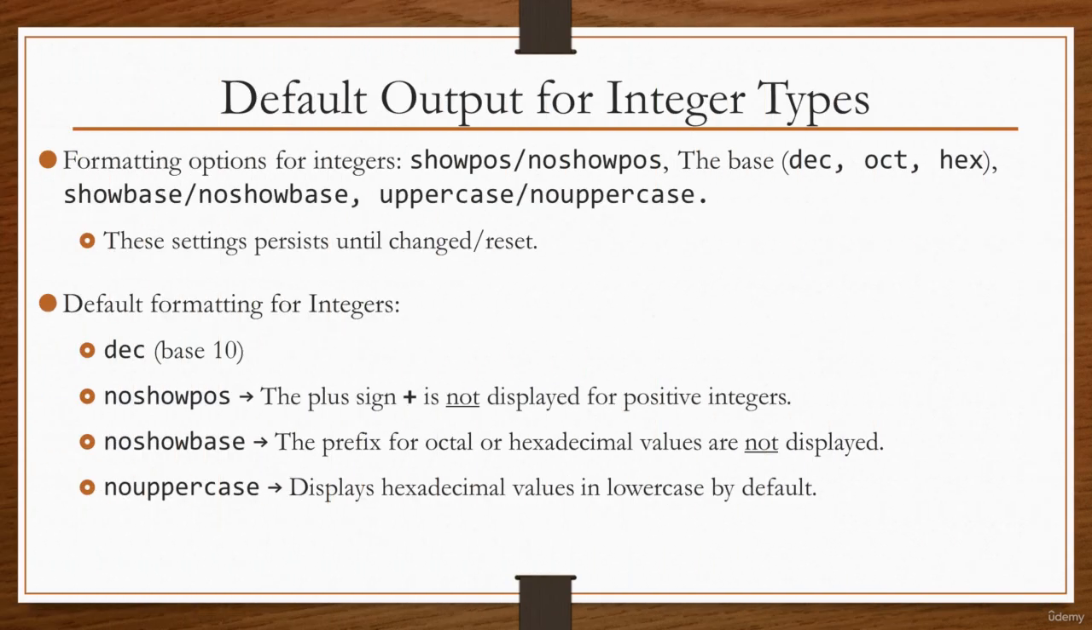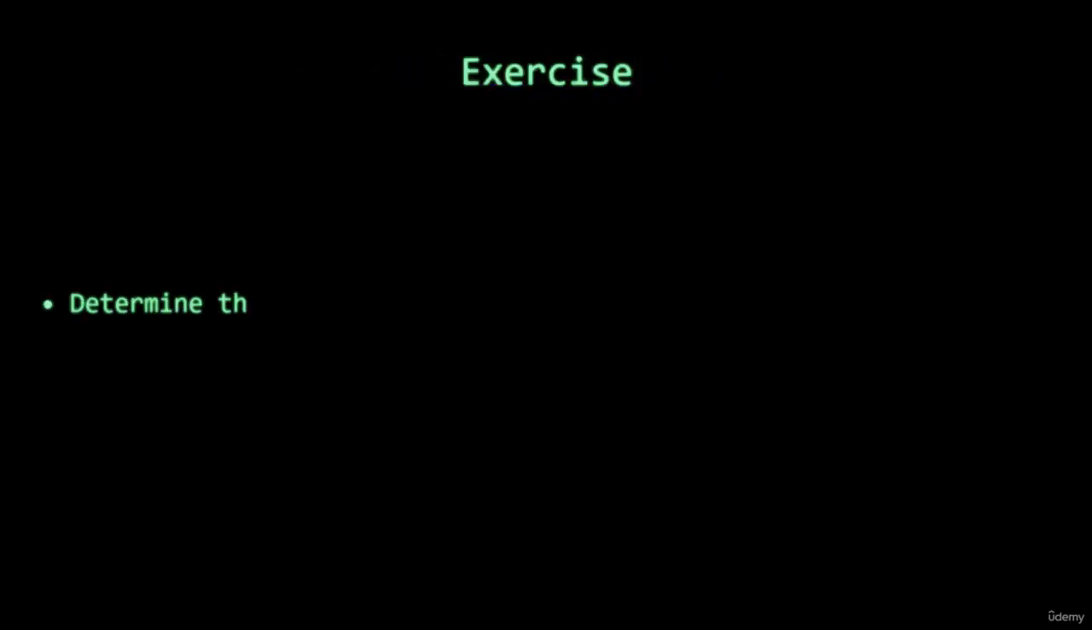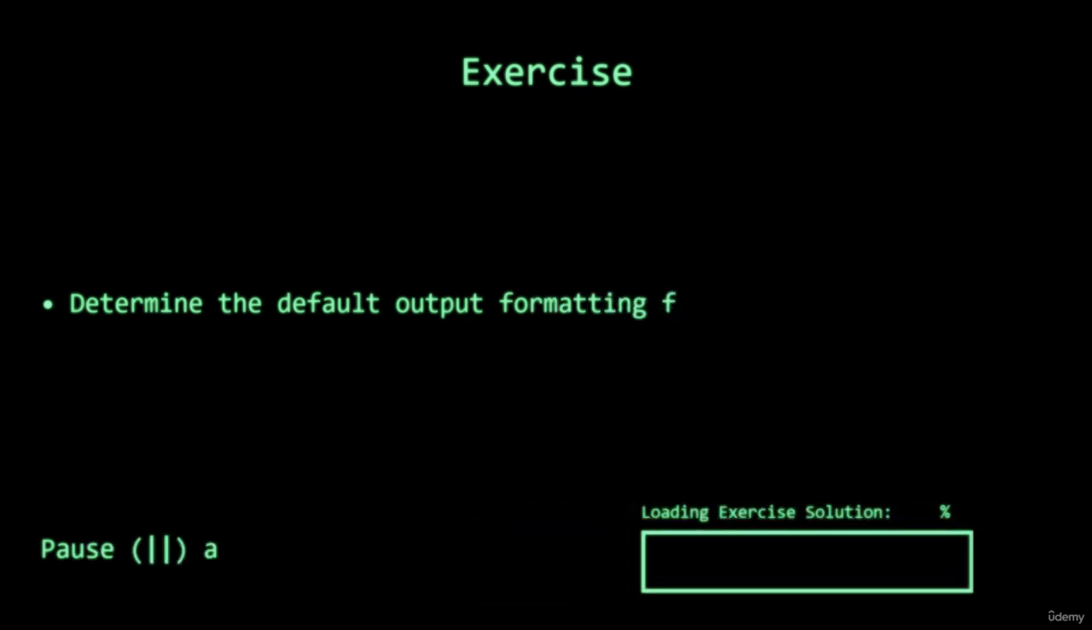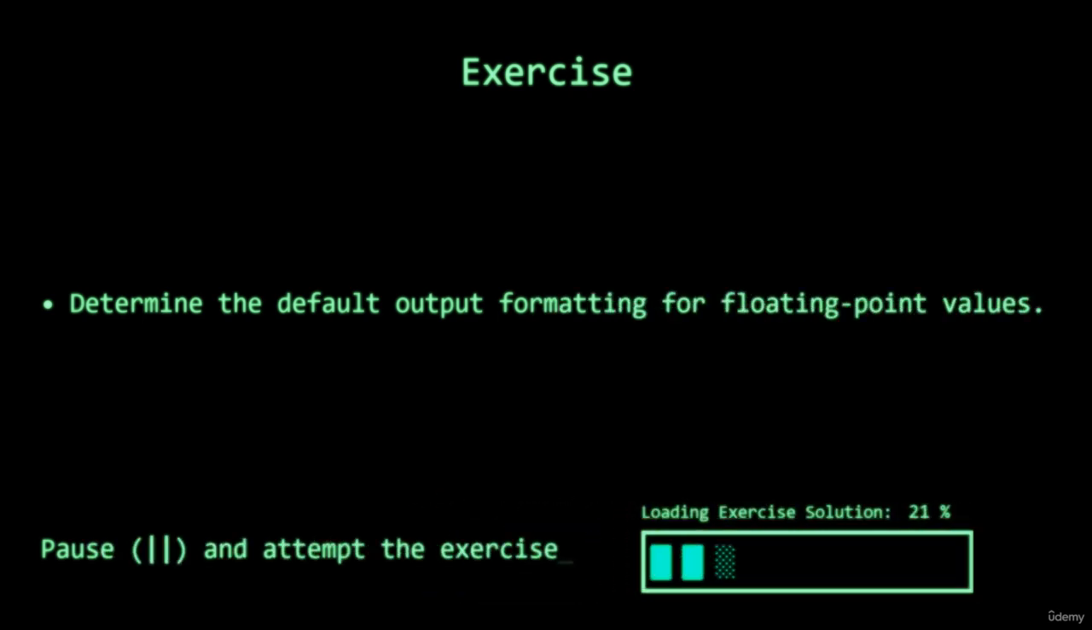Okay, let's recap the default formatting for integers and also the formatting options that you have for integers. Also note that these settings will persist until they are changed or reset. So the default formatting for integers is decimal, so base 10, noshowpos because the plus sign is not displayed for positive integers, and noshowbase because the prefix for octal and hexadecimal values is not displayed, and then also nouppercase because hexadecimal values are displayed in lowercase by default. For an exercise, think about what the default formatting for floating point types is. When I come back, I will summarize that for you.